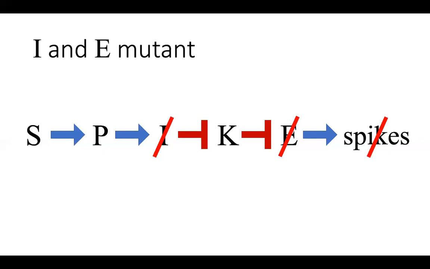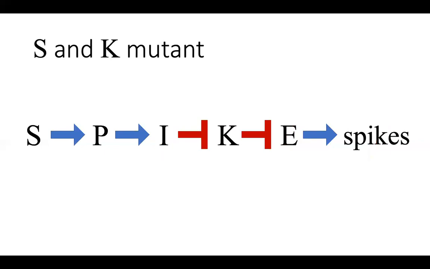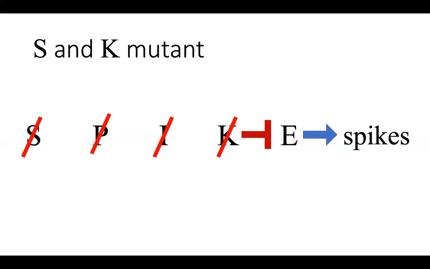Let's say we mutate a different pair of genes, S and K. If S is mutated and inactive, it will not activate P. If P is not activated, it cannot activate I. Then I cannot inhibit K. But K is mutant and already inactive, so it does not inhibit E, and E activates spike formation.